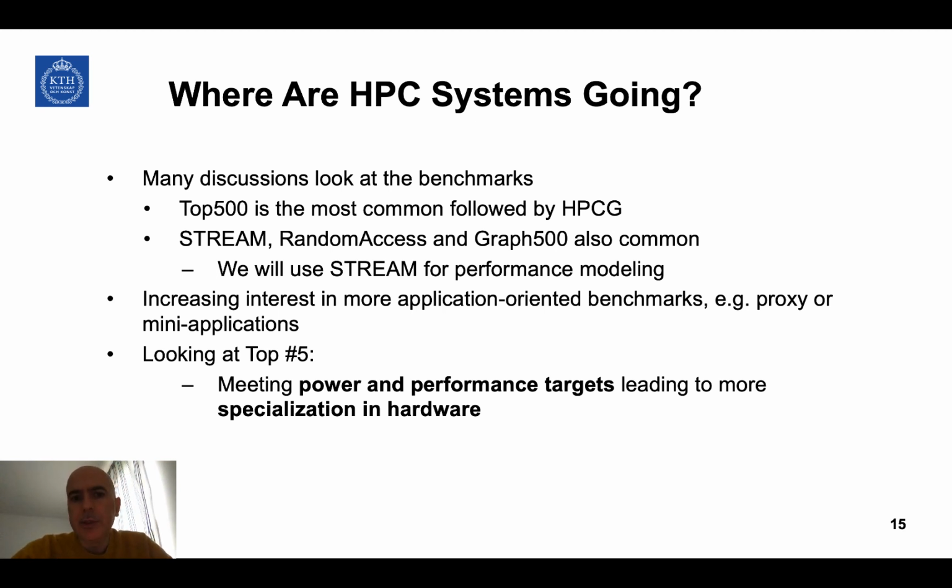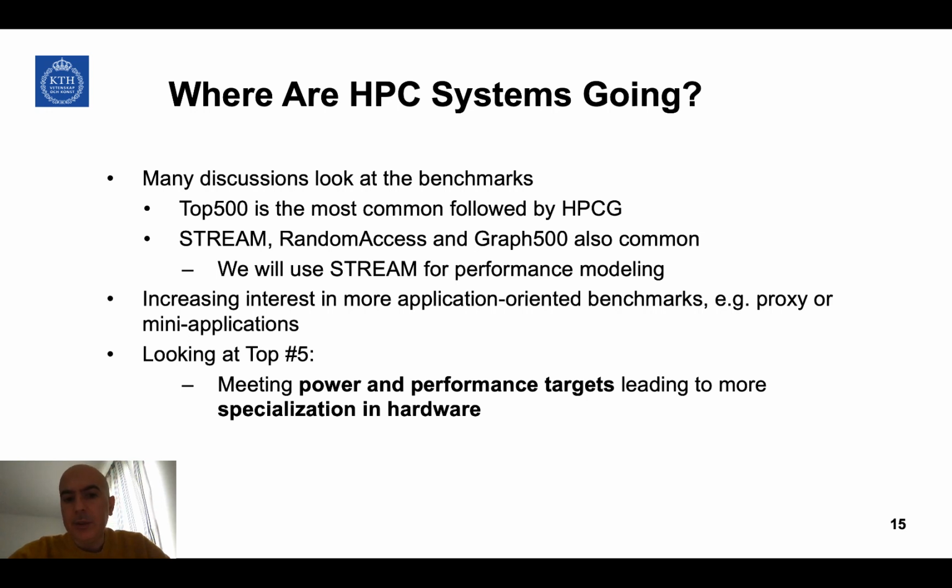In this course, we will use Stream a lot for performance modeling to get an idea of how our memory system is performing. There is an increased interest in the community in more application-oriented benchmarks, for instance proxy or mini applications, which mimic larger applications. So we looked at different rankings of supercomputers: the Top500, the HPCG, and the Graph 500. And we saw that most of the machines, at least in the Top500 and HPCG, are using GPUs for HPC.